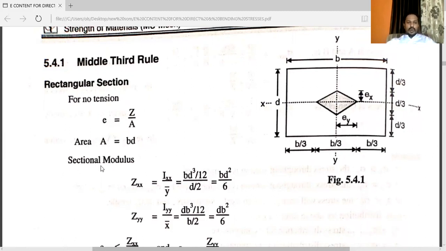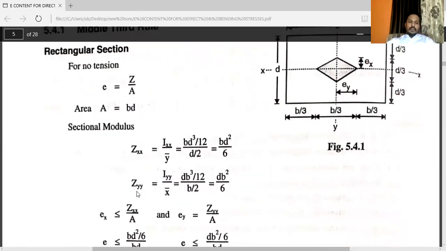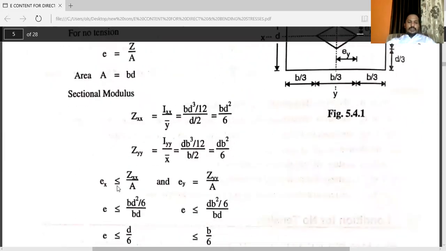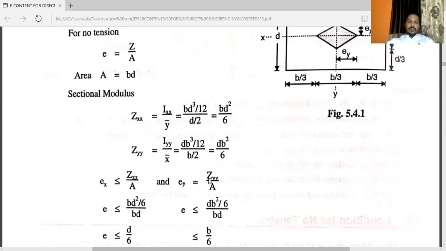We know that sectional modulus Zxx is equal to Ixx upon y bar, and Zyy is equal to Iyy upon x bar. So BD cube by 12 and y bar is d by 2. So BD square by 6 is the formula for Zxx, and Zyy is equal to DB square by 6. So Ex is less than or equal to Zxx upon A, and Ey is equal to Zyy upon A. So Zxx is nothing but BD square by 6, and area is nothing but B into D.